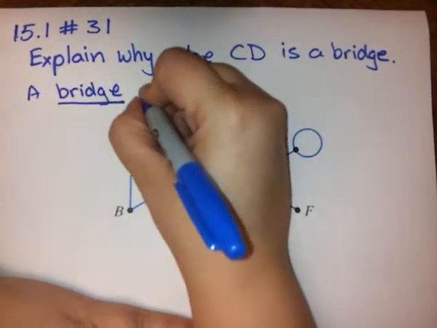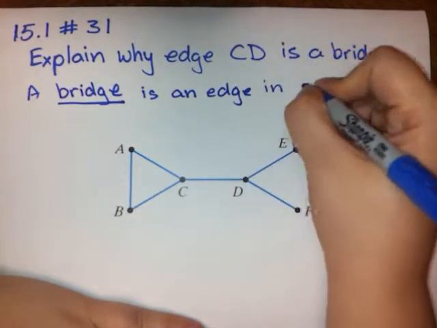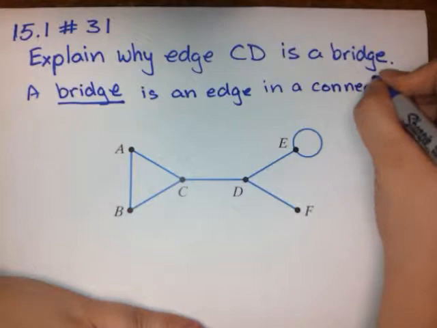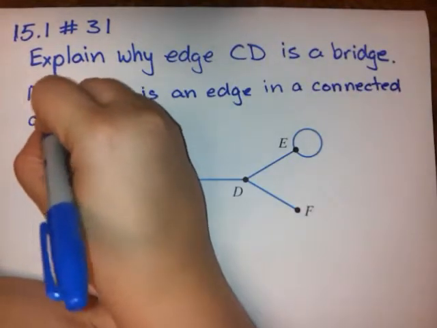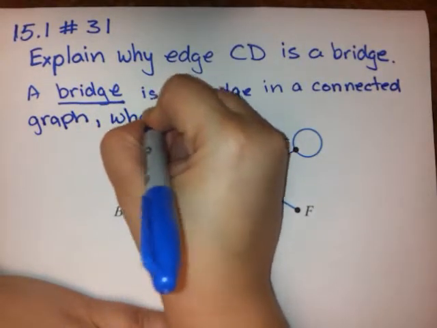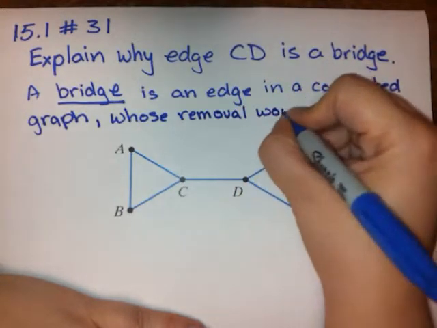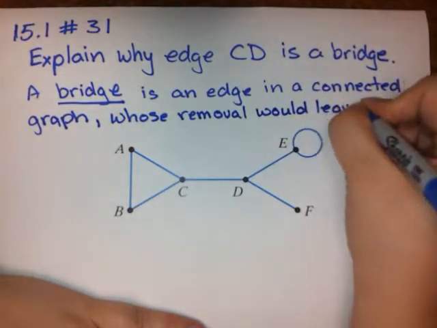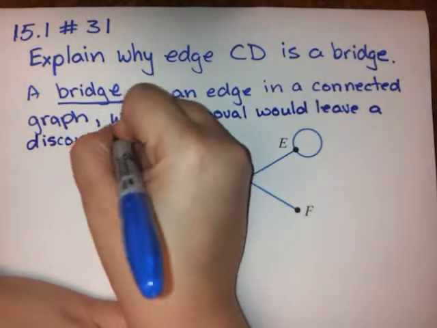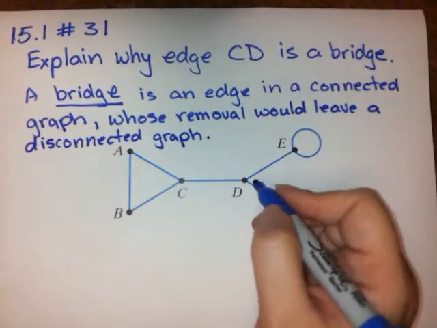A bridge is an edge in a connected graph whose removal, so if we took it out, it would leave a disconnected graph. Okay? So let's see if CD fits that definition.